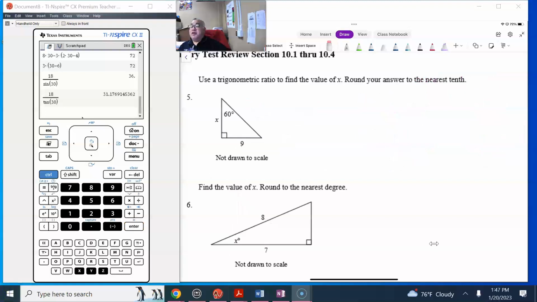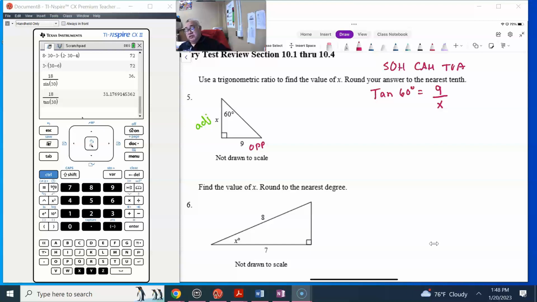Number 5, use a trig ratio to find x. And x here is the adjacent side to 60, and 9 is the opposite. So you have to remember your mnemonic statement, SOH CAH TOA. Opposite over adjacent will be tangent. Tangent of 60 is opposite over adjacent.